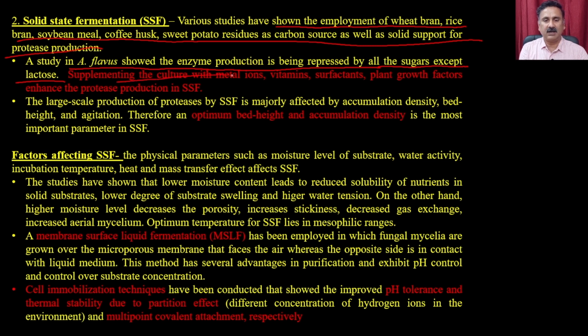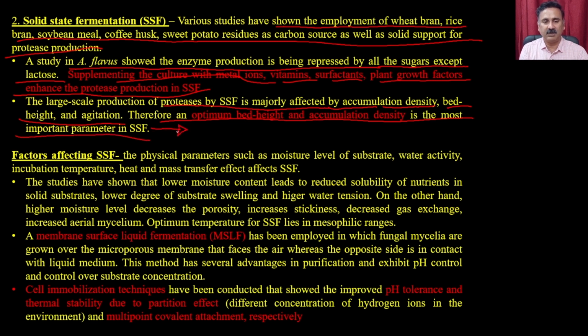Supplementing the culture with metal ions, vitamins, surfactants, and plant growth factors enhances protease production in solid state fermentations. Large scale production of protease by solid state fermentation is majorly affected by the accumulation density, bed height, and agitation. Therefore, an optimal bed height is the most important parameter in solid state fermentation.